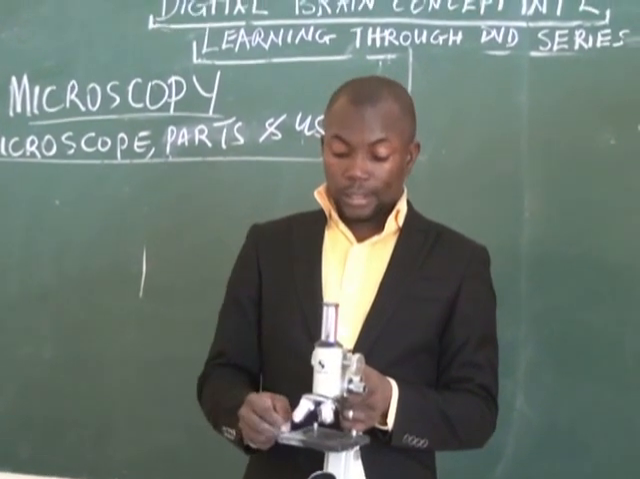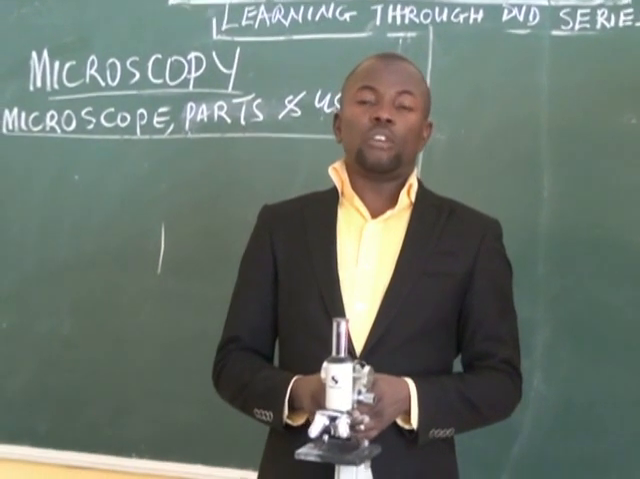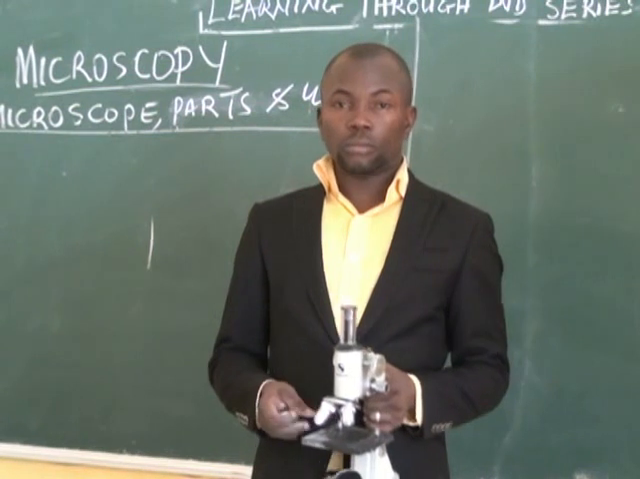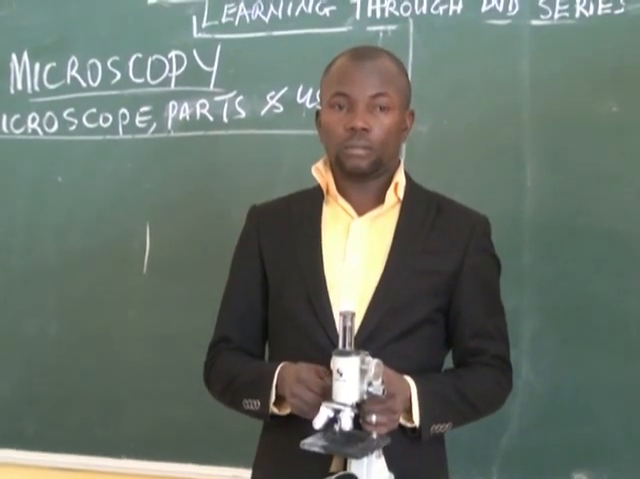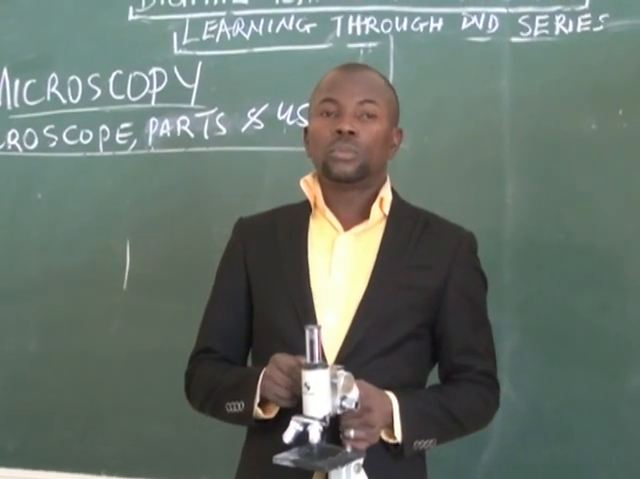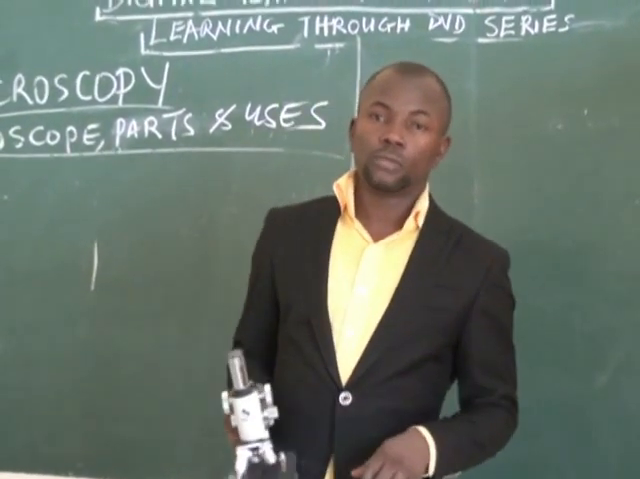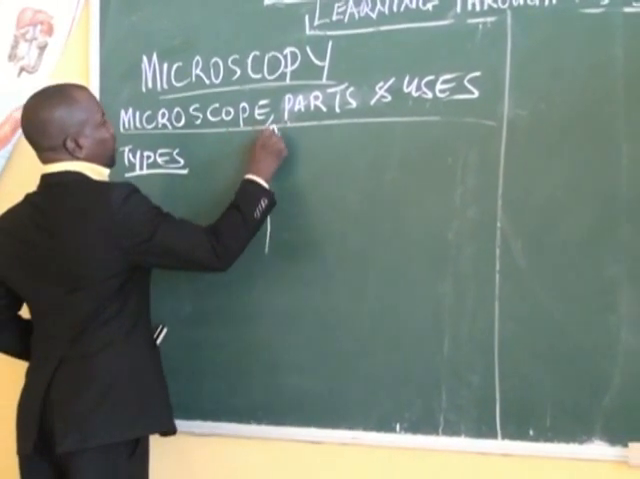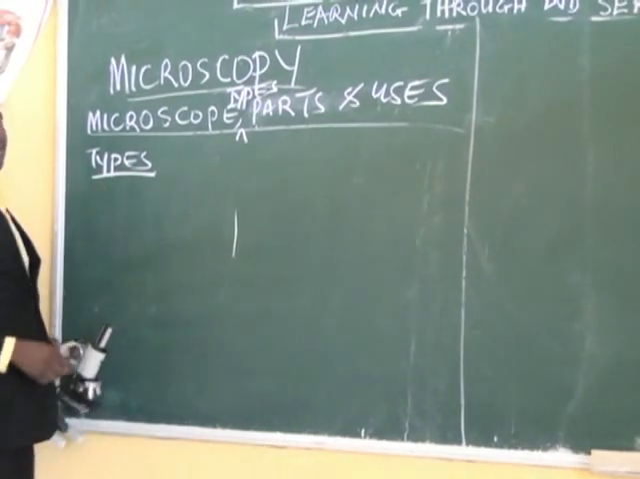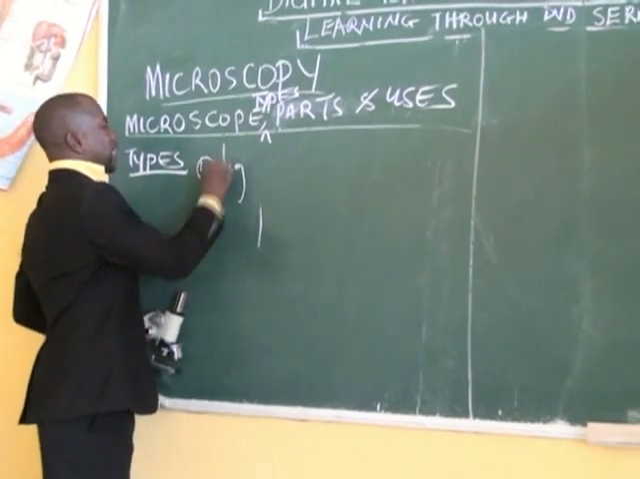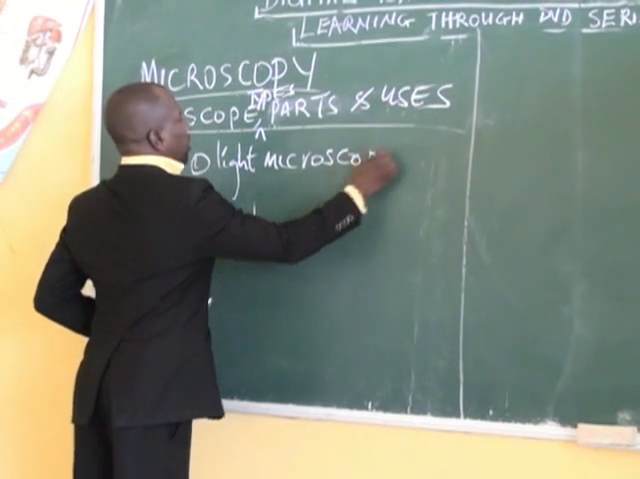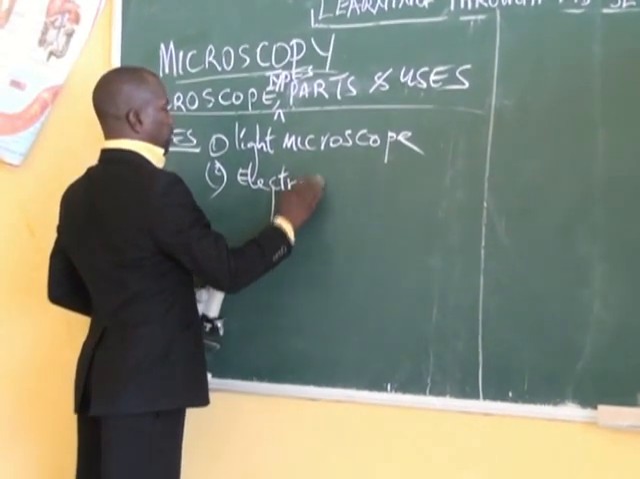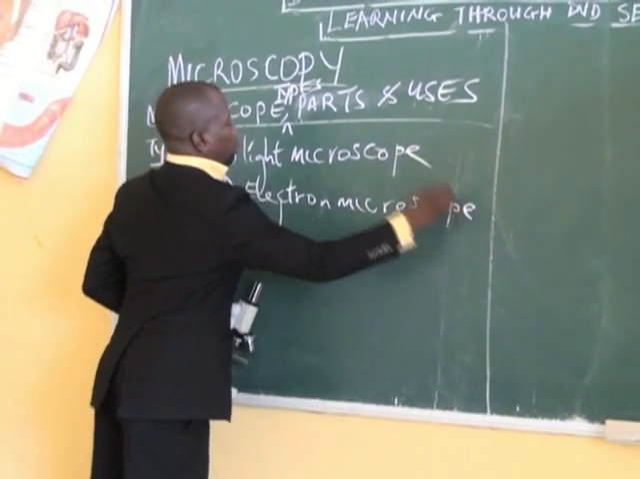So, having known the meaning of microscope, we shall look at the various types of microscope, the parts, and the uses. We have two major types of microscope. Number one is the light microscope. We also have the electron microscope.